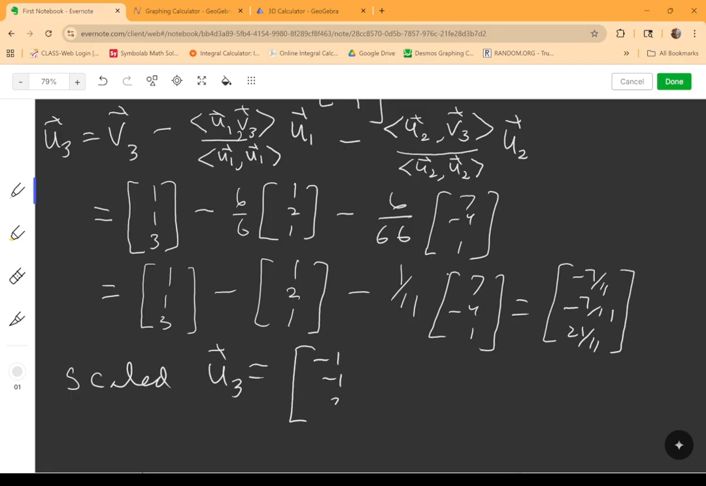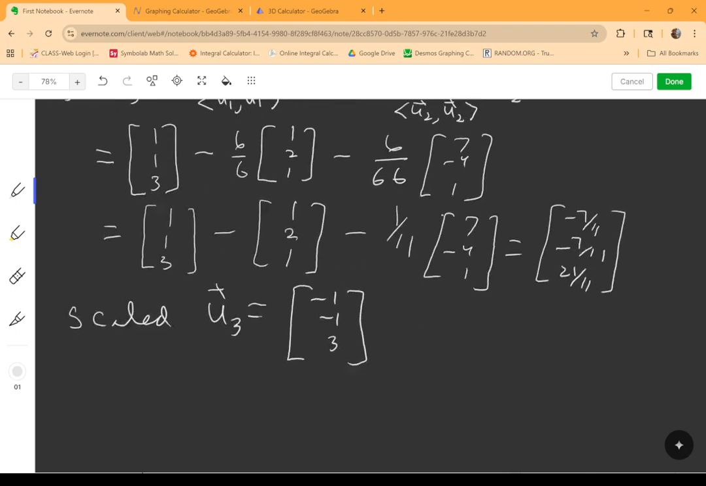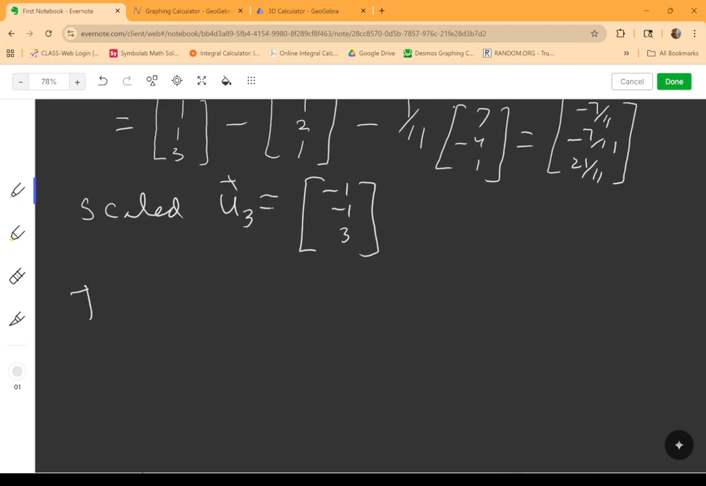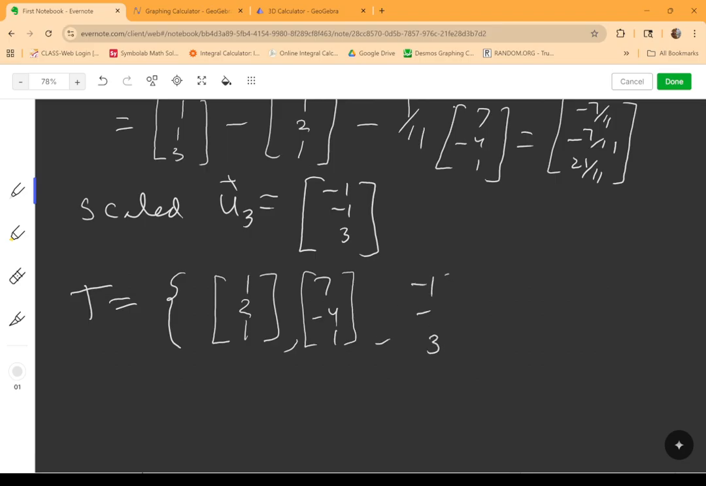-1, -1, 3. Okay, so through the Gram-Schmidt procedure, my new orthogonal set T is the set 1, 2, 1; 7, -4, 1; and excuse me, -1, -1, 3. So now we have this set, and it is orthogonal.